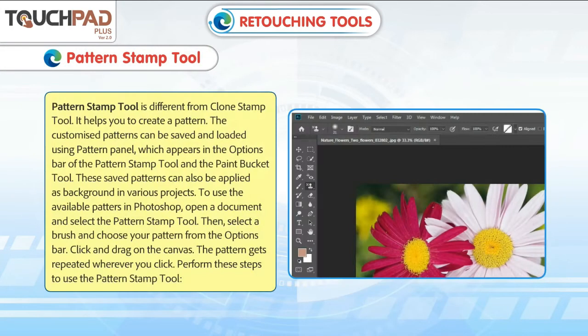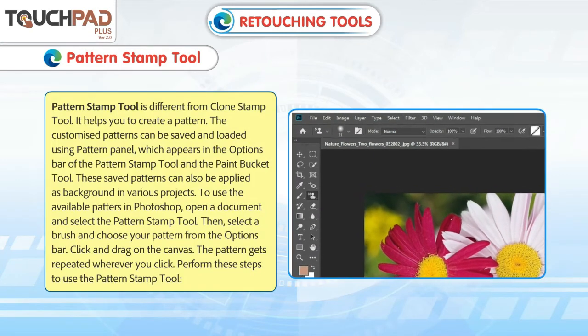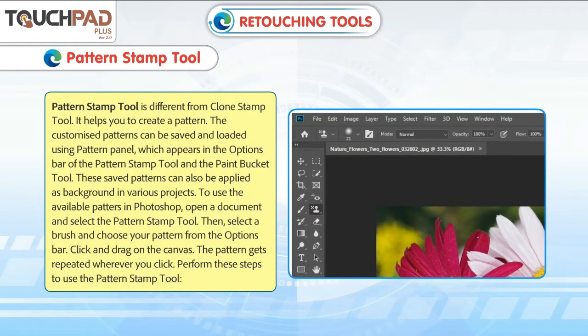Pattern Stamp Tool. The Pattern Stamp tool is different from the Clone Stamp tool. It helps you to create a pattern. The customized patterns can be saved and loaded using the Pattern panel, which appears in the options bar of the Pattern Stamp tool and the Paint Bucket tool. These saved patterns can also be applied as background in various projects.